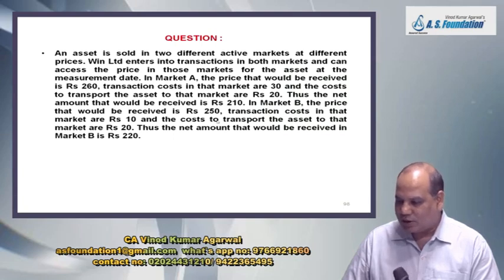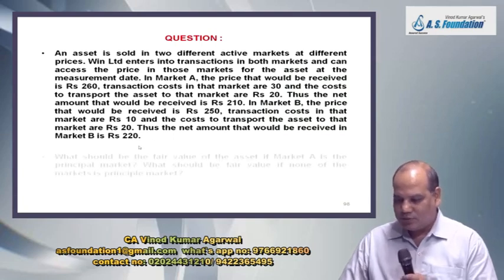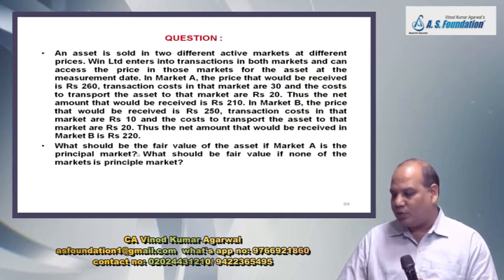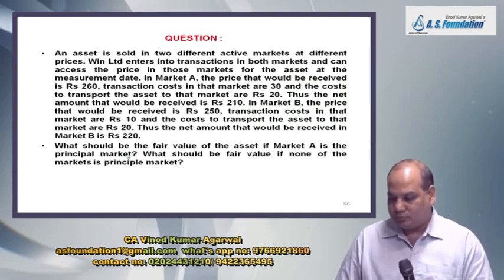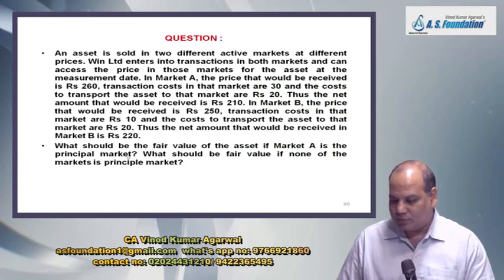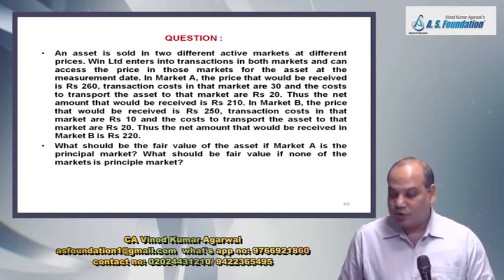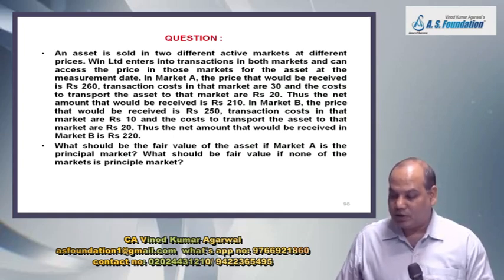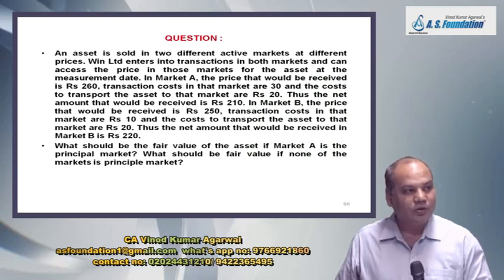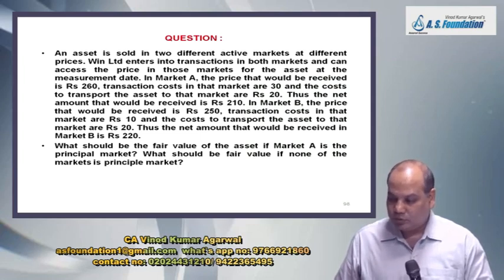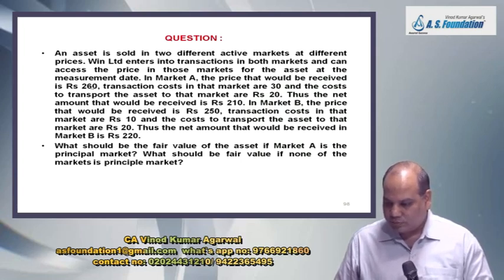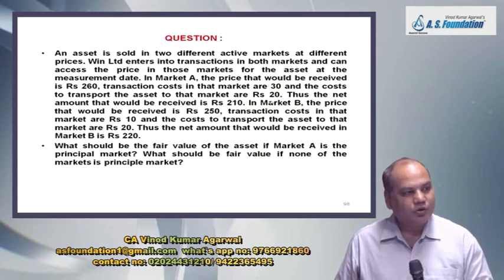So which has a higher cash inflow? Market B. What should be the fair value of the asset if market A is the principal market? And what would be the fair value if none of the market is principal market? So if market A is principal market, then your answer would be fair value 240. Why? 260 minus transport cost 20.